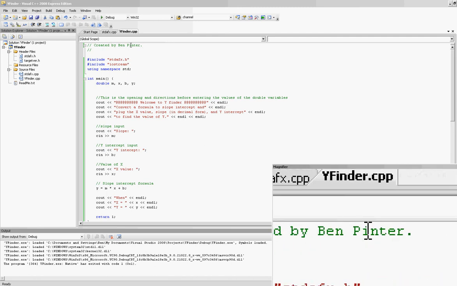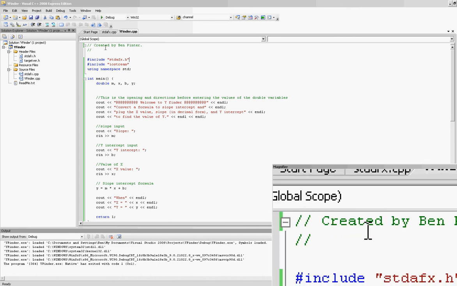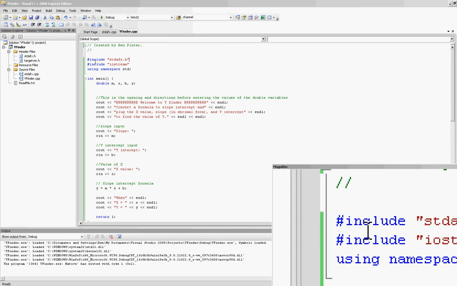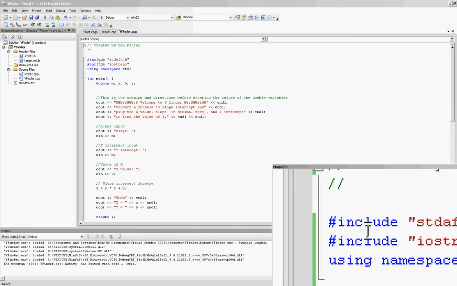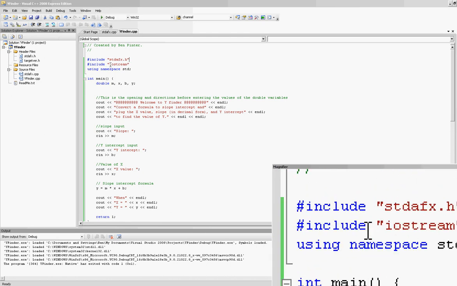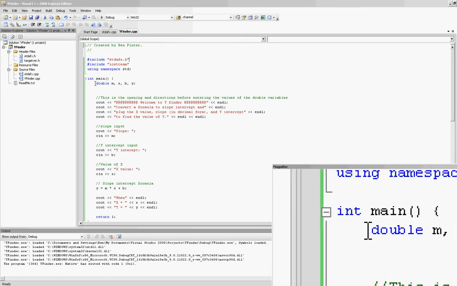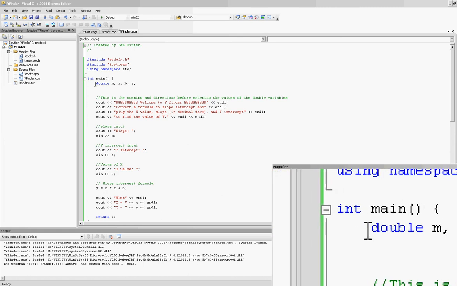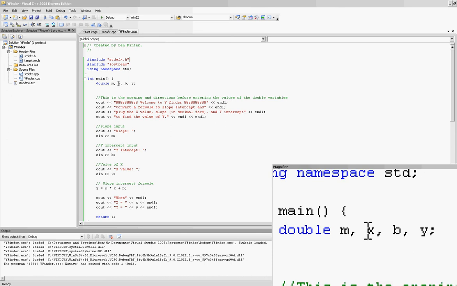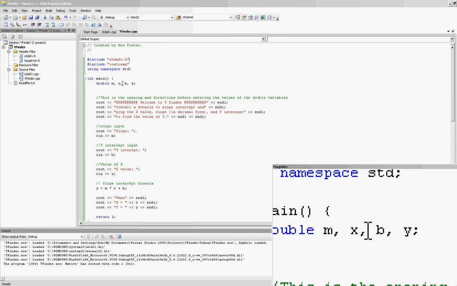Everybody, today I'm going to show you how I made a slope intercept calculator on my C++ compiler. You're going to need to include stdafx, which you always need for Microsoft C++. Include iostream and using namespace std. Then insert four double variables, m, x, b, and y, because the formula for slope intercept is m times x plus b. That's how you get y.